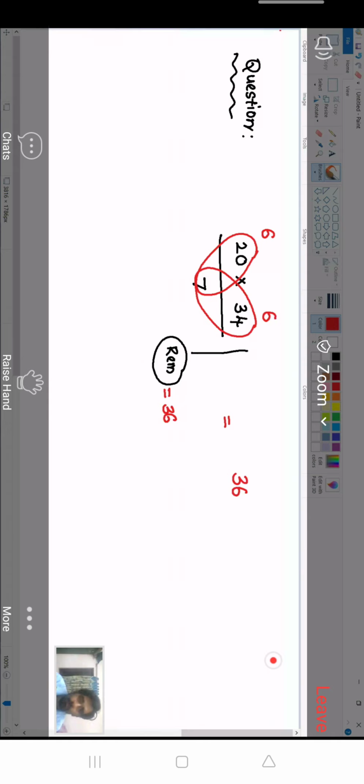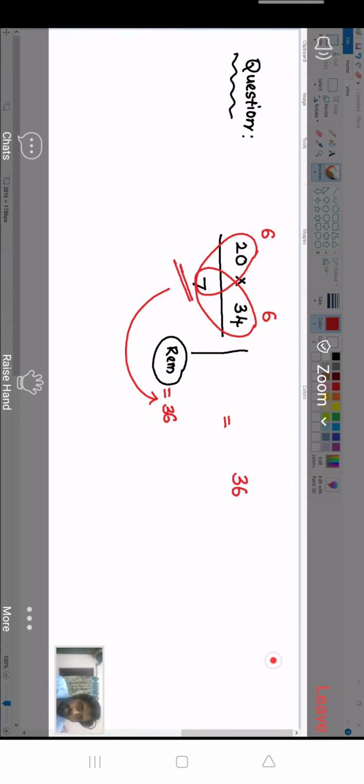Definitely no. Why? You are dividing a number with 7. If you are dividing any number with 7, as per our point number 1, there is no chance of the remainder being more than 7, because you are dividing with 7. So keep that point in mind.